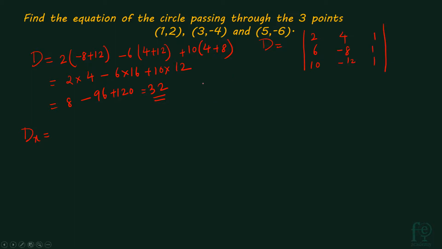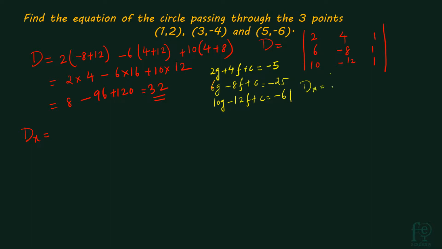So what were our equations? 2g plus 4f plus c is equal to minus 5. Our second equation is 6g minus 8f plus c is equal to minus 25, and our third equation is 10g minus 12f plus c is equal to minus 61. So d was 2, 4, 1, 6, minus 8, 1, 10, minus 12, 1, the coefficients of all the three variables. So dx will be just replacing the first column. 2, 6, 10 will be replaced by minus 5, minus 25, minus 61, and the other two columns will remain as such. So 4, minus 8, minus 12 and 1, 1, 1.